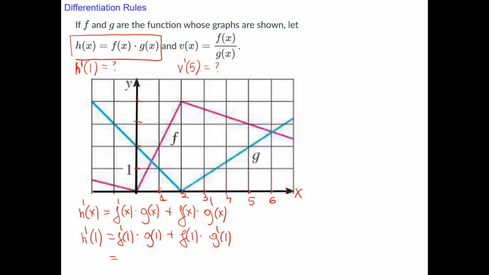The pink function is f, and 1 is here. But this is 2, 3, 4. We need the slope. That means the slope looks like rise is 4 and run is 2. Actually, it's 2, but I just put the ratio form, 4 over 2, okay? G at 1 is just 1, because this is just the value. We can see this is just 1.